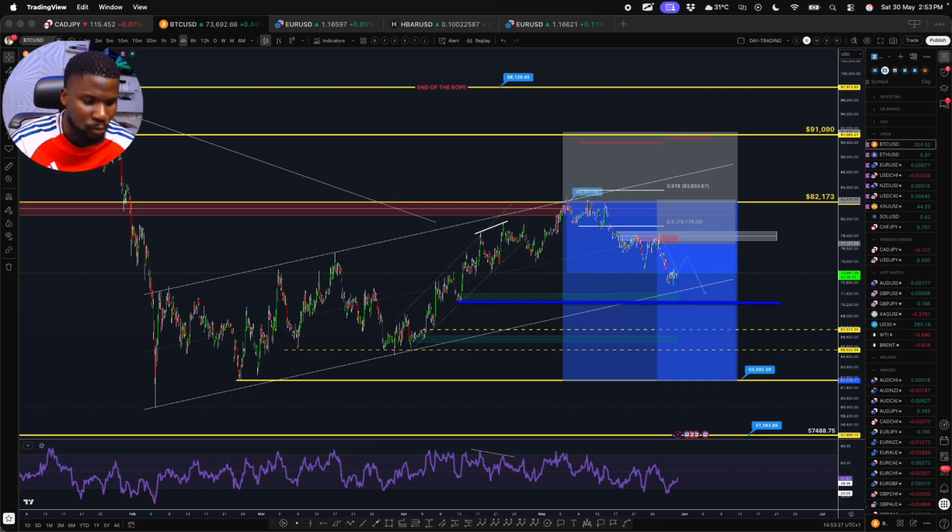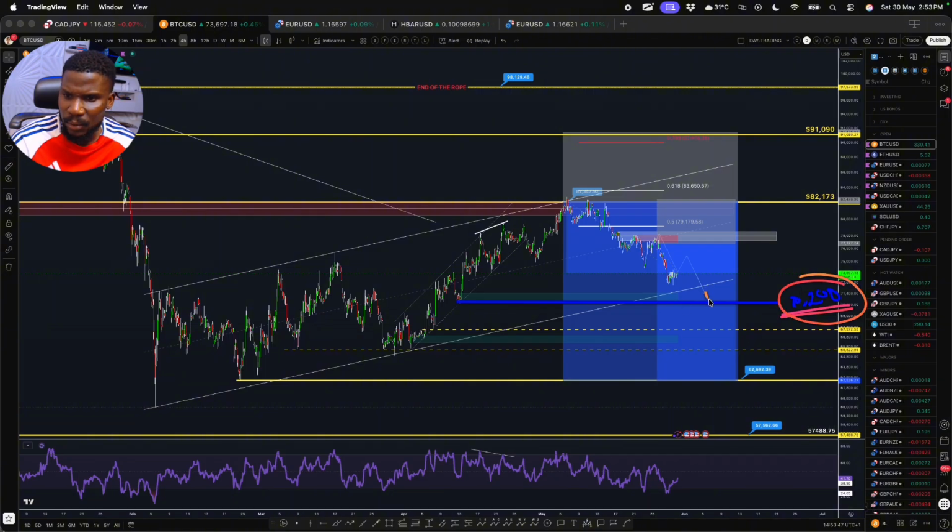Okay, I'll peg it right there at, I think I would say, 70,200. I don't know why the color changed. Okay, I think I have the color back now. 70,200 right there. That'll be my first target.